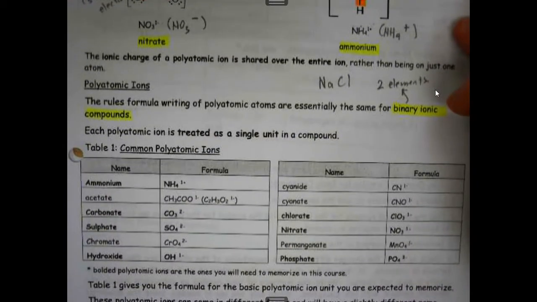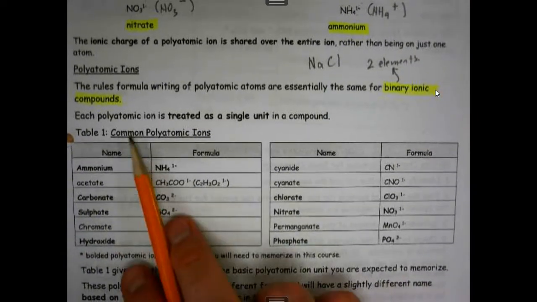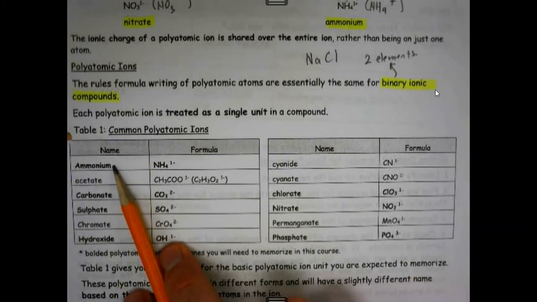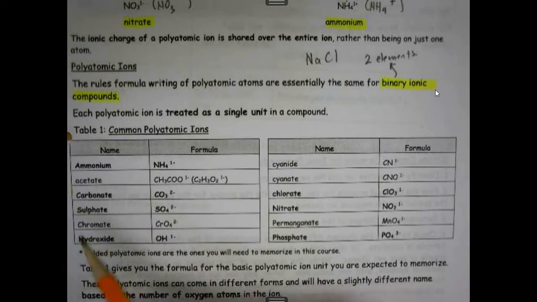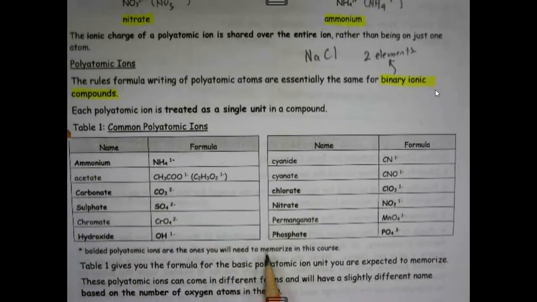Okay? So if you look at the table below, this is just a table of some common polyatomics. So keep in mind, these are common ones. They're not the only ones. Okay? So the ones that are highlighted, so ammonium, carbonate, sulfate, hydroxide, chlorate, nitrate, and phosphate, they're the ones that you're going to have to kind of memorize.